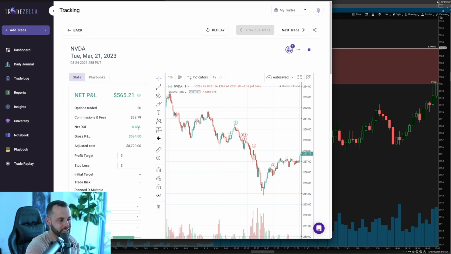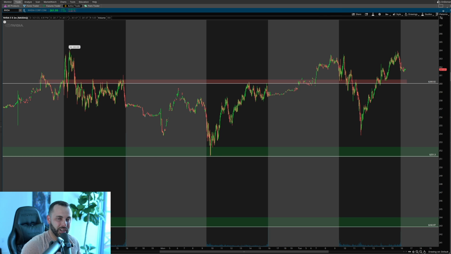So yes, this does say 7%, which is a little bit of a smaller percentage gain, but really the gain on the contracts was up over 40%. I just scale out as I get the win. So now let's jump into the overall analysis behind the trade, understanding why I took this position. And I do have this trade recorded live for you guys to see at the end of this video.